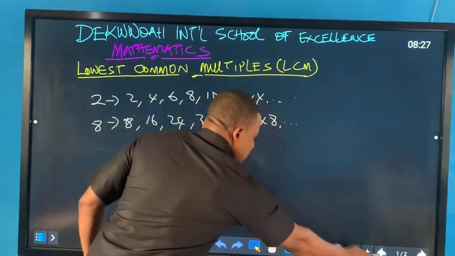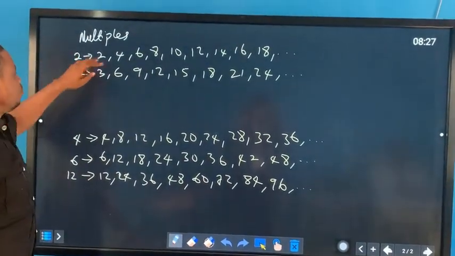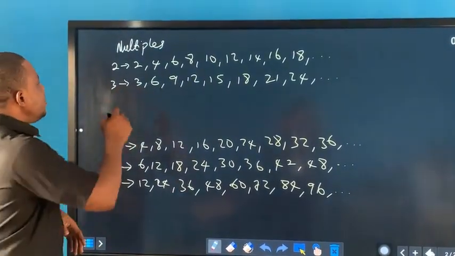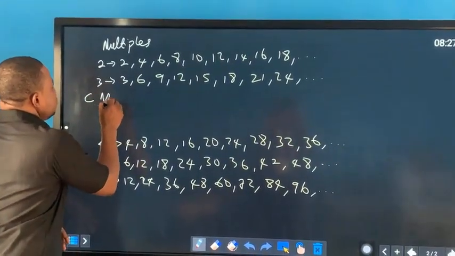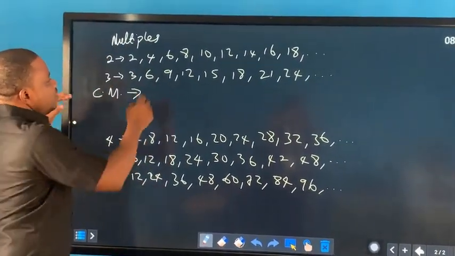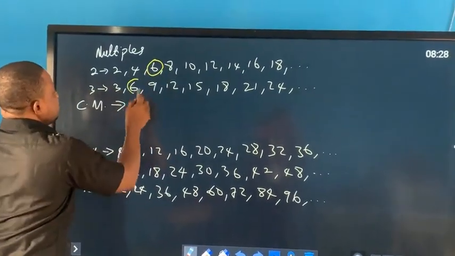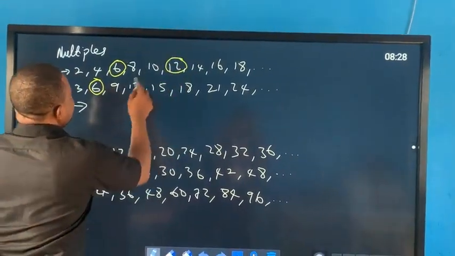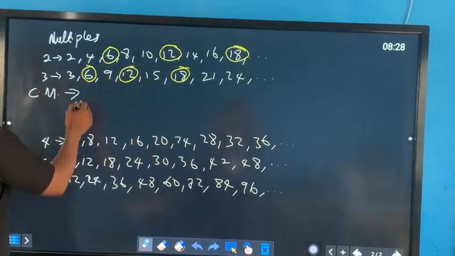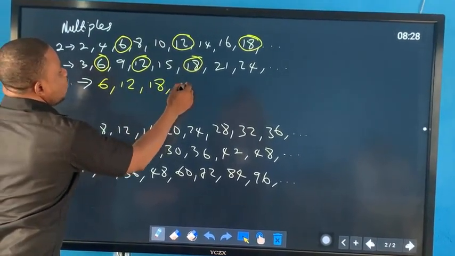The first is, okay, these are multiples of 2, multiples of 3, multiples of 4, 6, and 8. So if you want to find common multiples for 2 and 3, what is here and what is here? The first is 6, right? So 6 is here and 6 is here. What else? 12 is here and 12 is here. What else? 18 is here and 18 is here. So the common multiples are 6, 12, and 18, and it goes on and on.